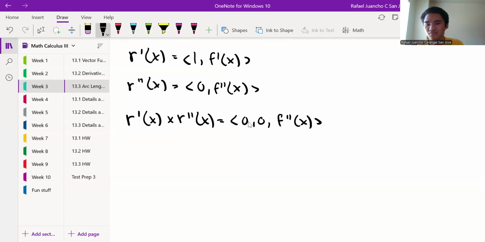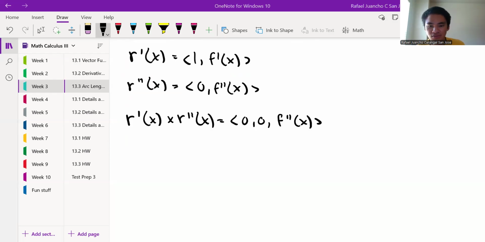Yeah, because I did a cross product here. It's just mental. 0, f double prime of x. Yeah, and this is my... if I just multiply this thing, I get f prime of x minus 0. That's how I get it.